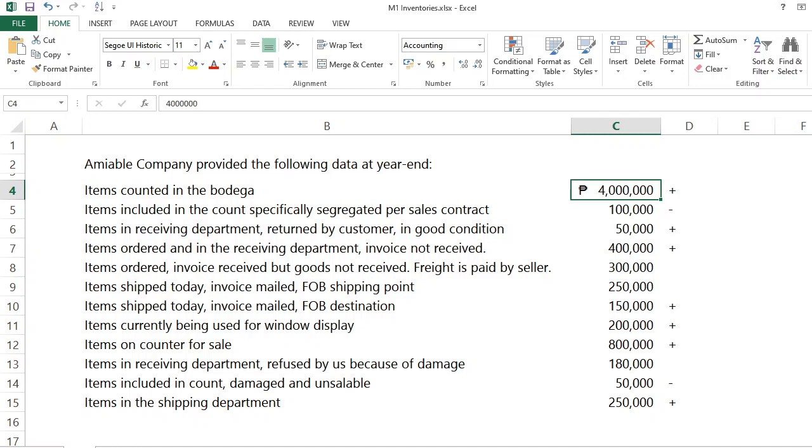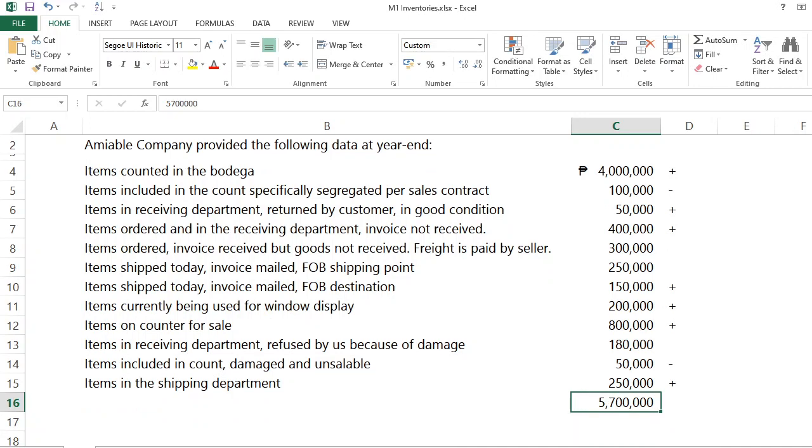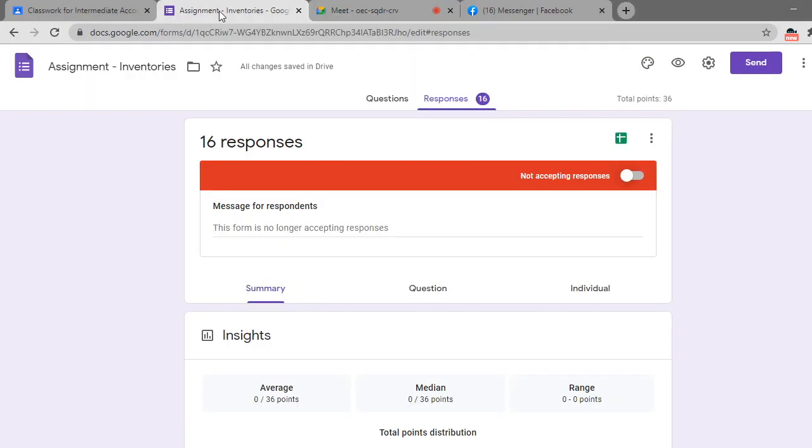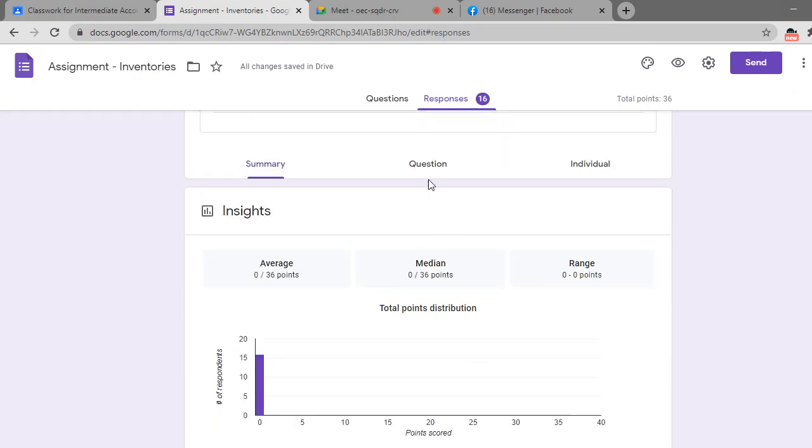Sige, calculators out. You have 4 million minus 100 plus 50 plus 400 plus 150 plus 200 plus 800 minus 50 plus 250. I think that's 5,700,000. Right? So, the answer is 5,700,000. That's for Amiable Company. Let's try to look at your answers. Tingnan natin.